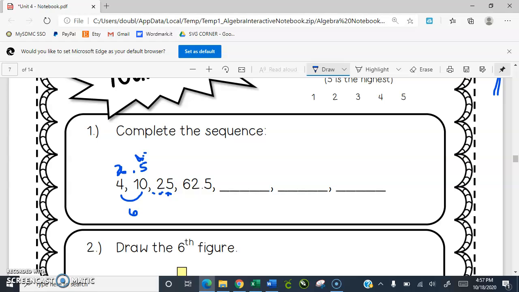Now 25 divided by 10 is also 2.5. So that means every term is 2.5 times the previous one. 62.5 divided by 25 is also 2.5. So again, every term is being multiplied by 2.5. In order to figure out the next term, we have to multiply 62.5 by 2.5. Go ahead and do that.